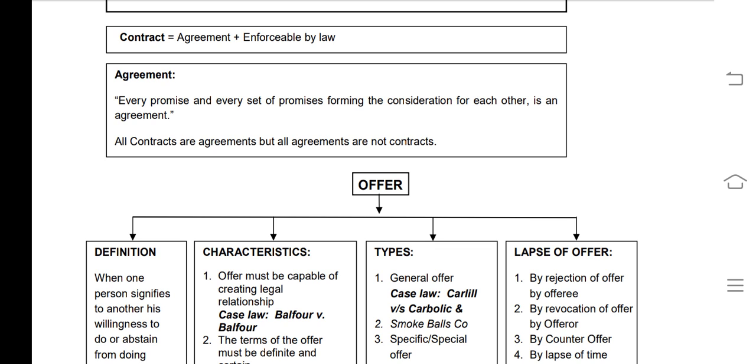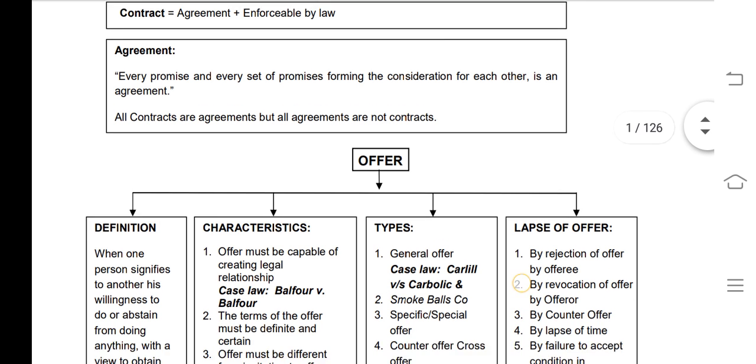But when we talk about a contract, every contract must be enforceable by law, because only such an agreement which is enforceable by law becomes a contract. Therefore every contract is enforceable by law, and every contract is made with the help of an agreement. Concluding, we can say that every agreement is not a contract, but every contract is an agreement.